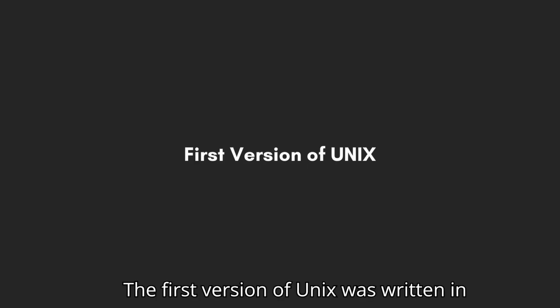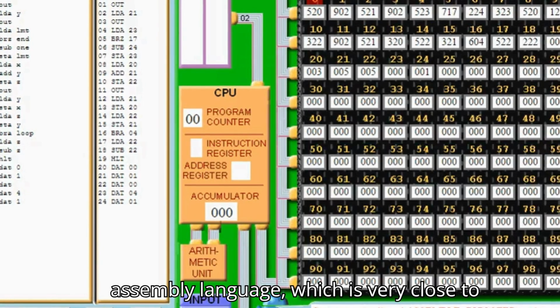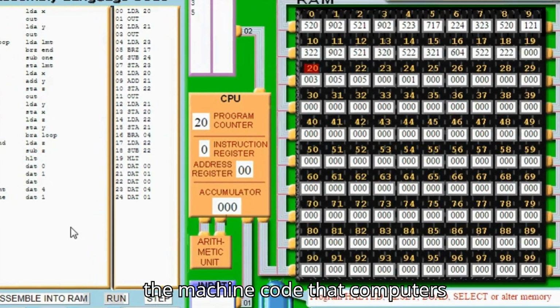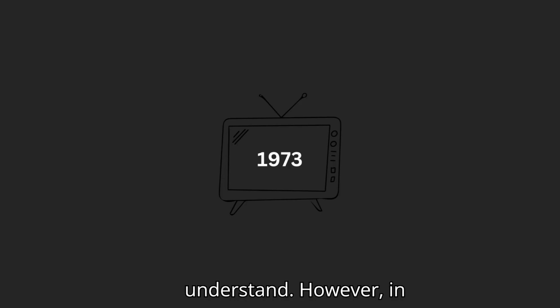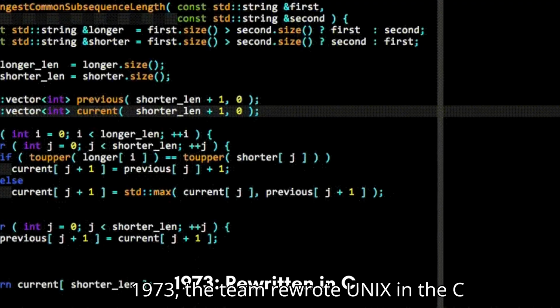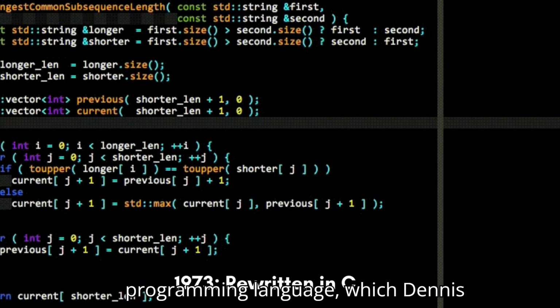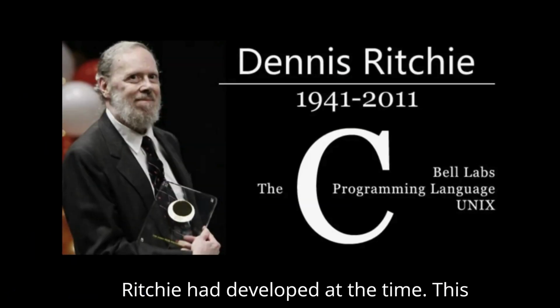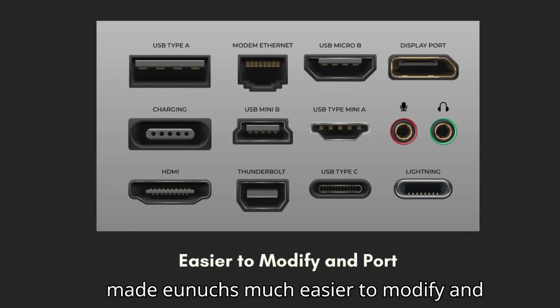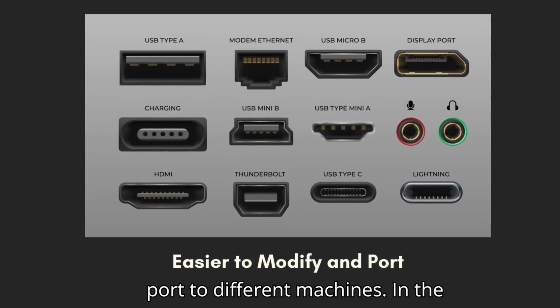The first version of UNIX was written in assembly language, which is very close to the machine code that computers understand. However, in 1973, the team rewrote UNIX in the C programming language, which Dennis Ritchie had developed at the time. This made UNIX much easier to modify and port to different machines.